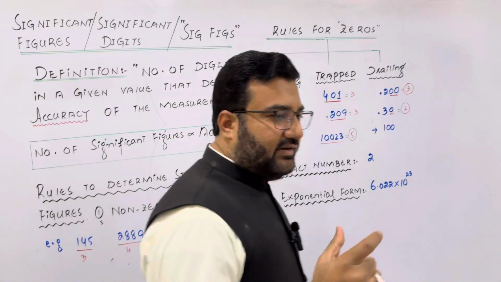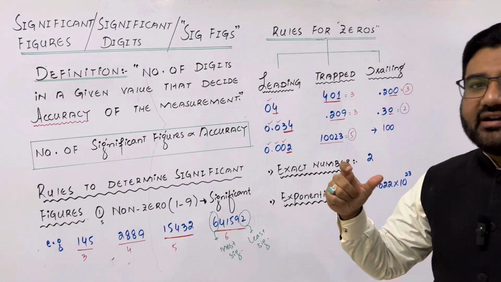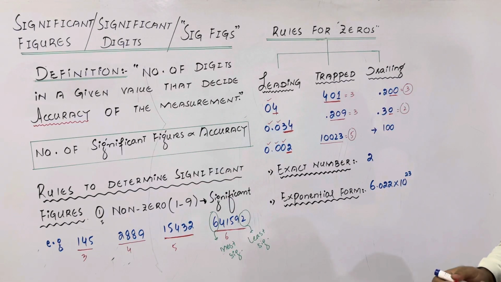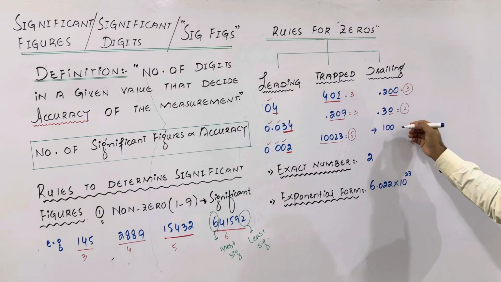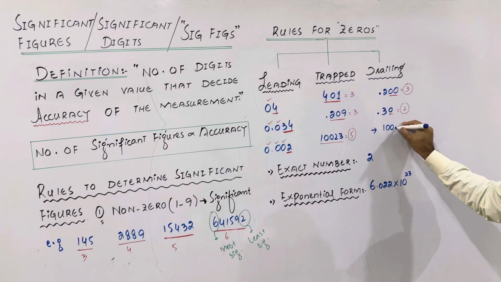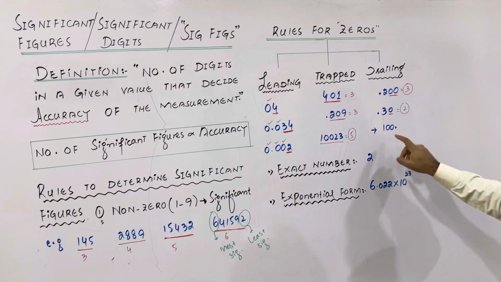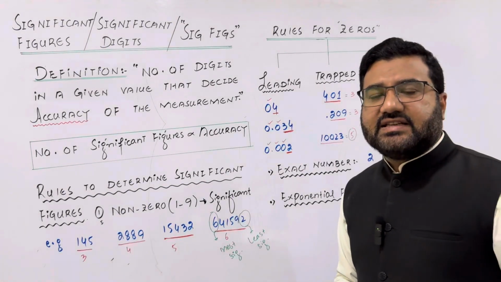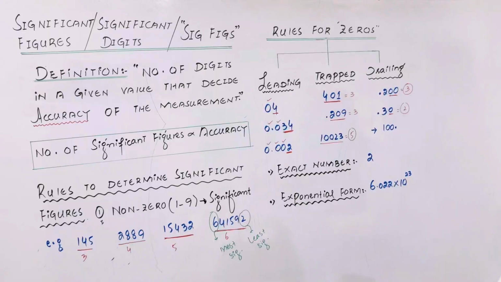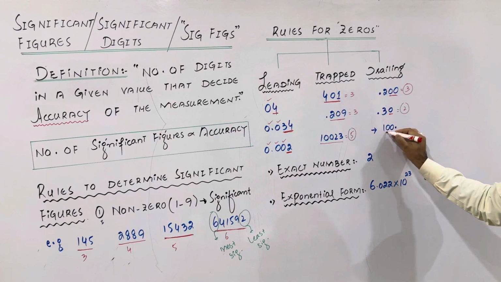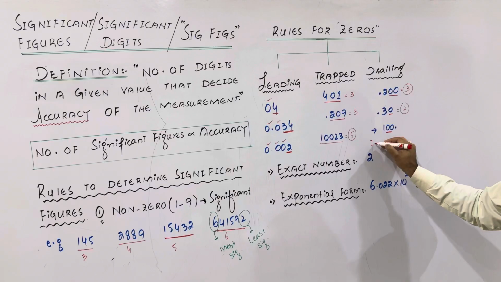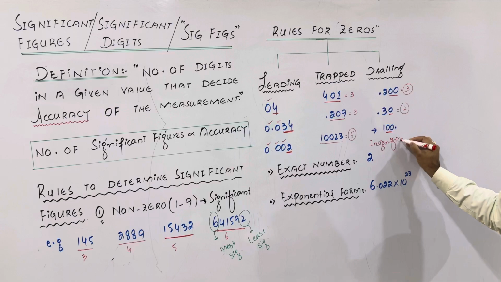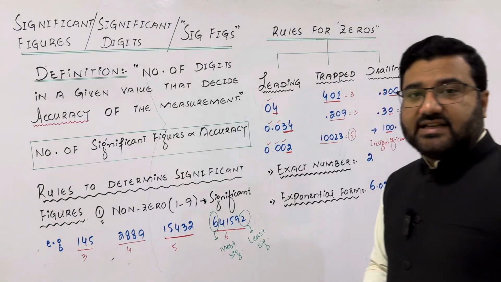Now my dear students, if the zeros are present to the right of some non-zero number but to the left of a decimal point, if I place a decimal point here, I will place it here: 100 point. So these are the zeros which are right of a non-zero but left of the decimal. What will be the case of these two zeros? My dear students, these two zeros will be considered insignificant.